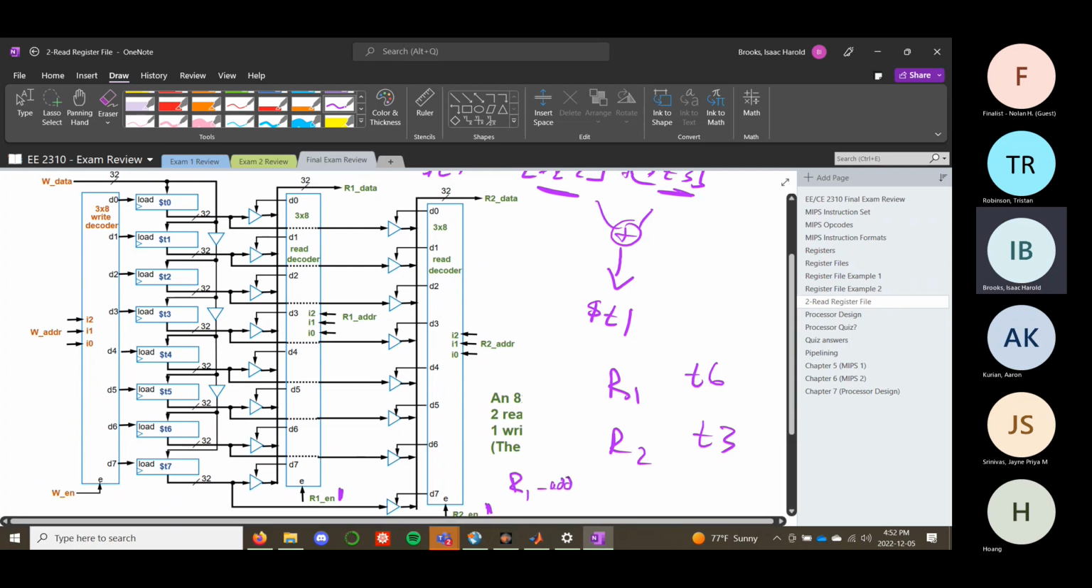R1 address is 6. R2 address is 3, which is 011. So all the same logic still happens. You see, all we're doing is splitting this line into two, and it's going to show up at this buffer, and it's going to show up at this buffer. So these nodes are connected, but they don't interact with each other at all. It's the same thing copied twice.